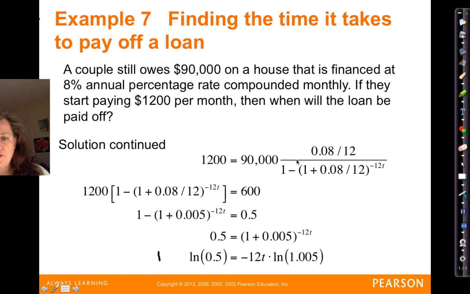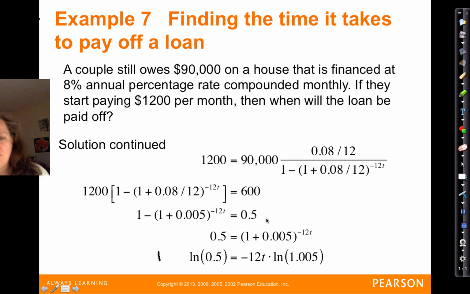Now, if I take 90,000 and divide it by 12 and then multiply with 0.8, I do believe that I'll get something like 600. Okay, so this is just the result, and then I'm going to multiply the denominator to both sides. Okay, and now at this point I have this kind of an expression. Well, I really should divide by 1200 and get a half.